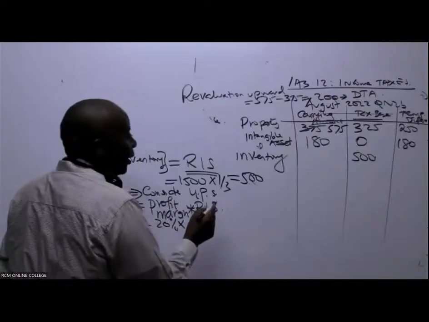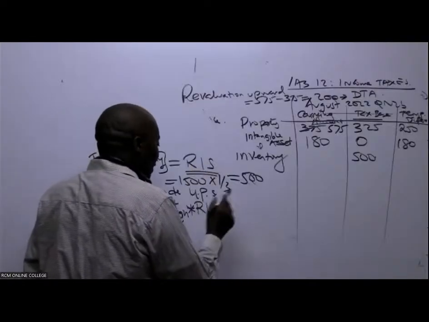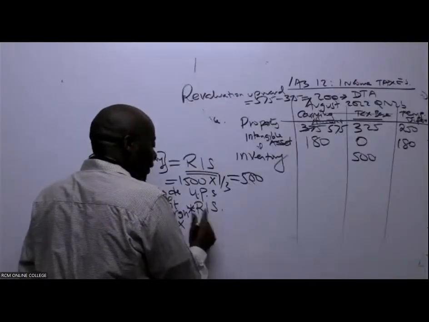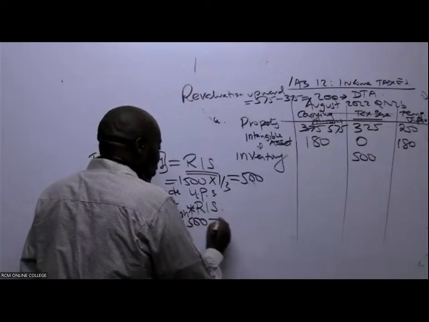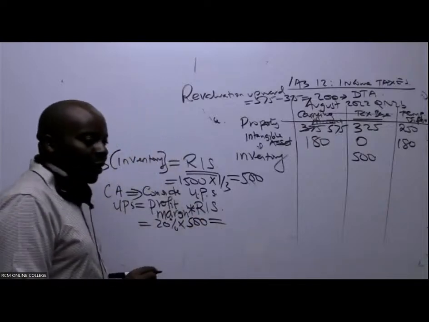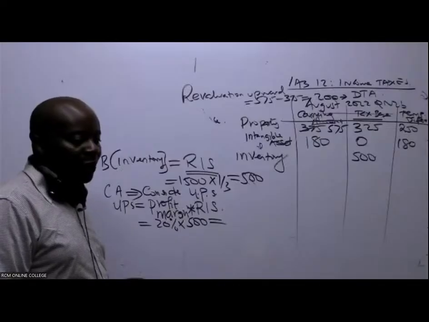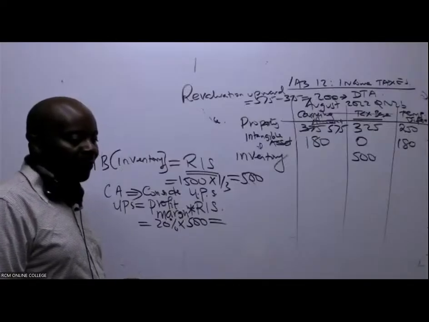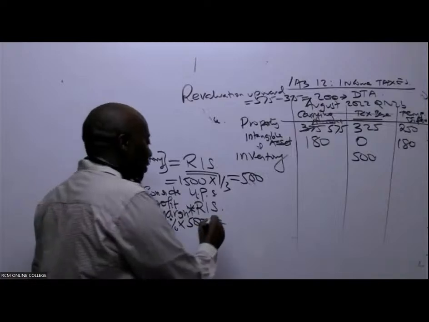And fortunately, we have the remaining intra-sales here. The remaining intra-sales is 500. So what is 20% times 500? So it is 100.